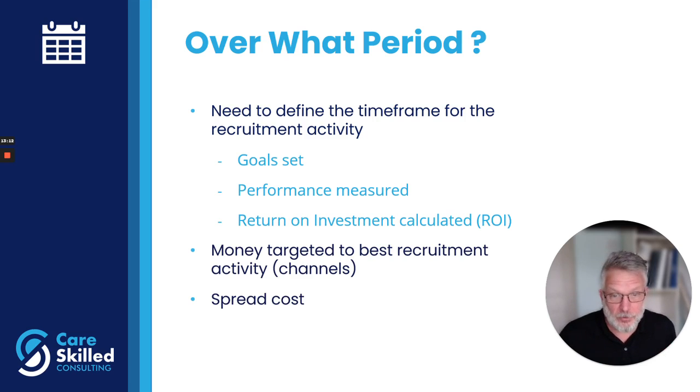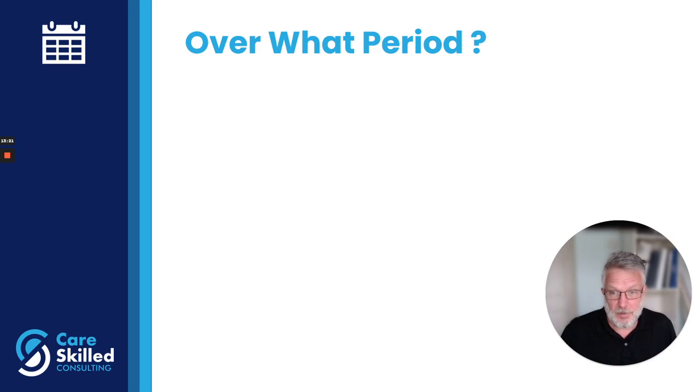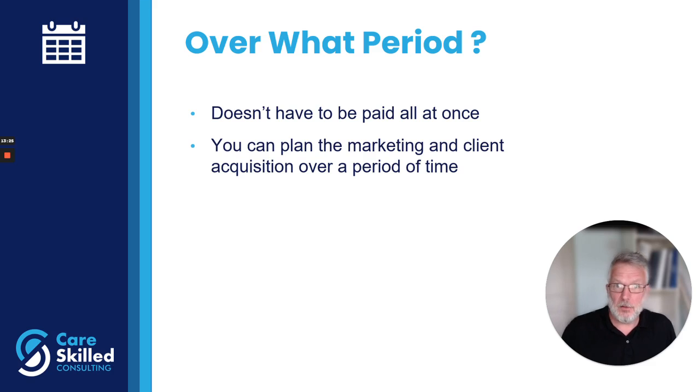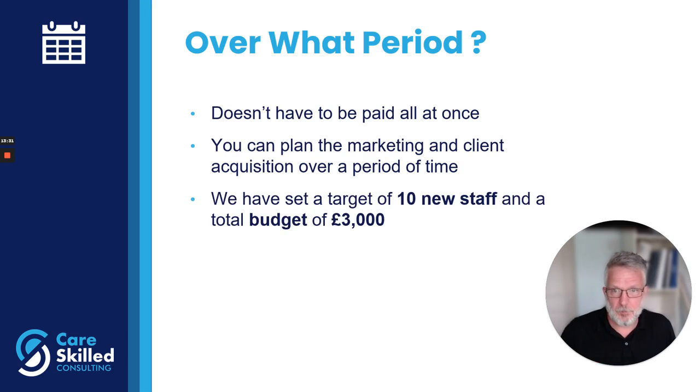And you can spread the cost. It doesn't have to be £3,000 in one go, because if you're doing it over a period of time, it means that you can pay over a period of time. That makes it a little bit easier on the finances. So it doesn't have to be paid all at once. You can plan the marketing and the client and the care worker acquisition over a period of time.